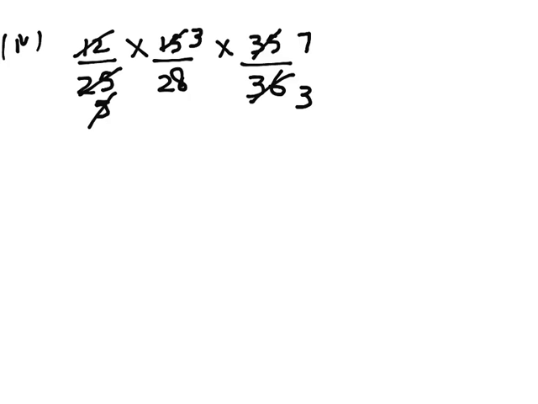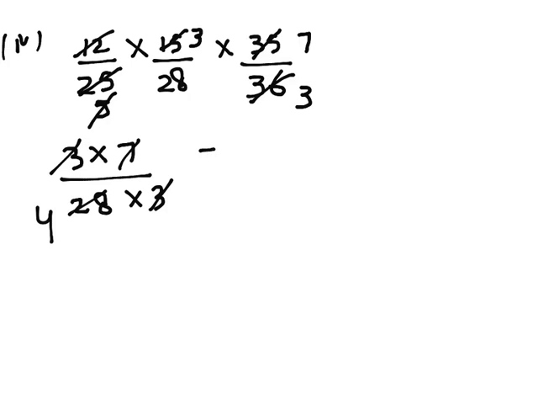We have to find two such numbers, one in the numerator and one in the denominator. Only a numerator and a denominator can be cancelled out or changed into the simplest form. So what we are left with over here is 3 times 7 divided by 28 times 3. Here clearly 3 and 3 have a common factor, and 7 times 4 is 28. So we will get the answer 1 by 4.